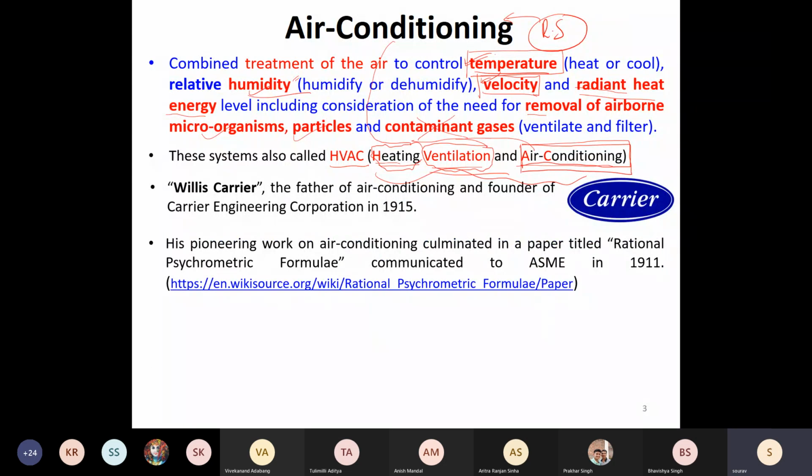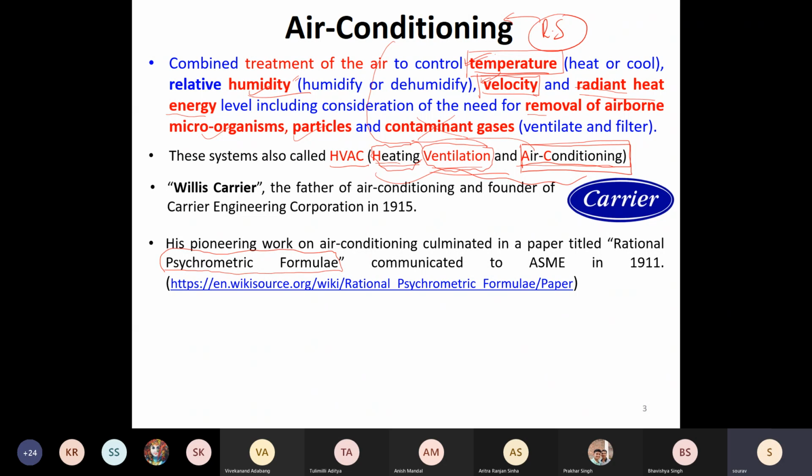Okay, so we have already, I think, discussed in the introduction that Willis Carrier was the pioneer who was working mainly on the psychrometric formula. He was trying to devise a formula through which we can relate the temperature and humidity by some mathematical functions, without which we could not have developed the air conditioners that we see today.